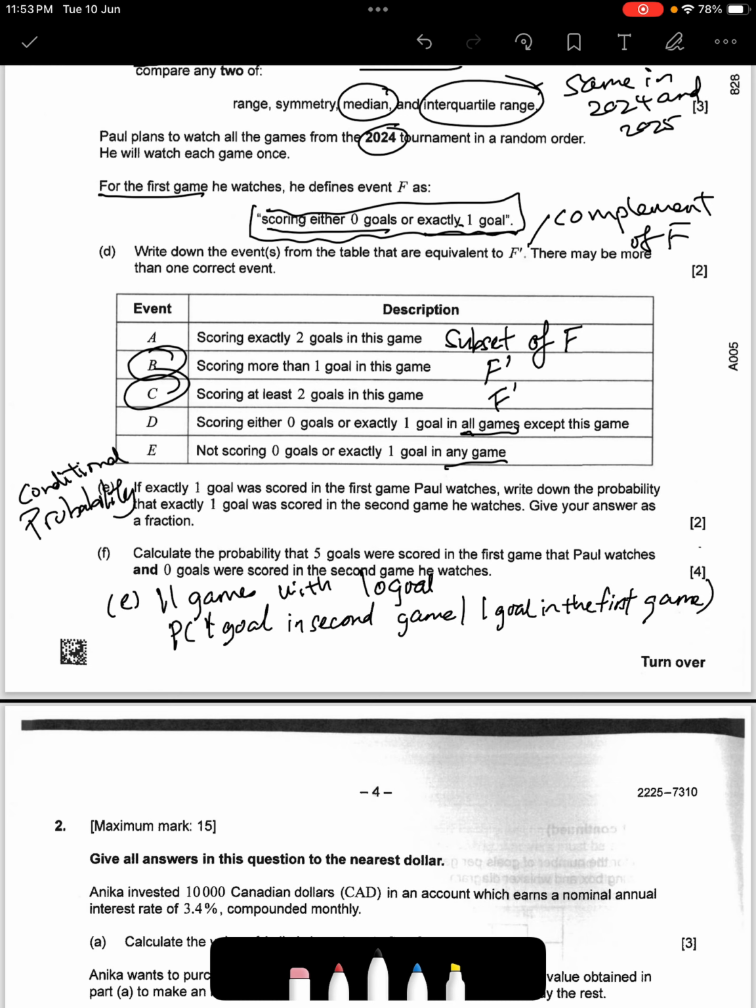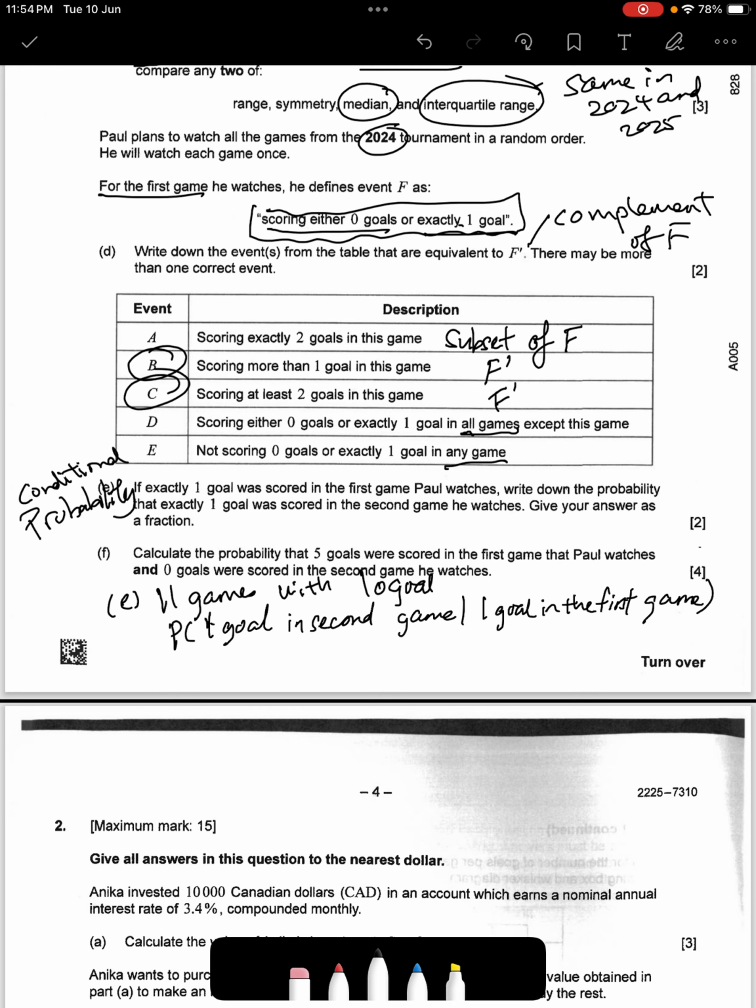Okay, now this one can be done in two ways. But because it's only a 2 marks question, generally this question should not take too much time to complete. Of course, you could use the conditional probability formula that actually works as well, but I'll show you both ways.